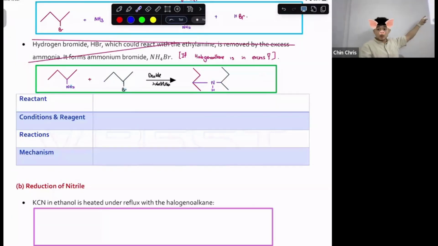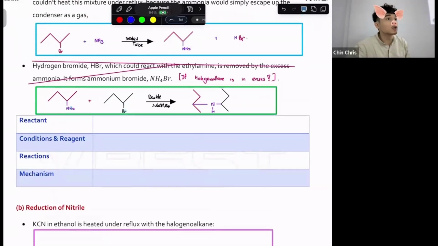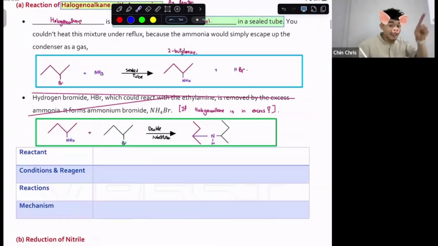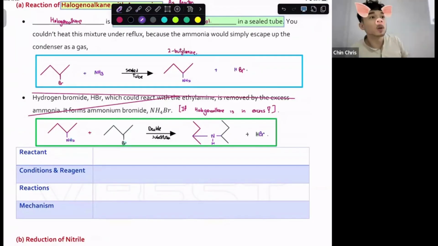If you do a triple substitution, can it be done? I want you to try a triple substitution. Go substitute again. You get an HBr here, then another HBr here. Well done, correct. This is a double substitution. Can you do a triple substitution?